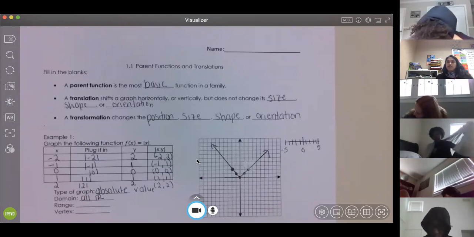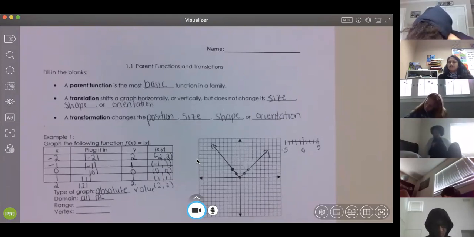So you're saying that you can go forever in the left and forever in the right. Any questions about domain?